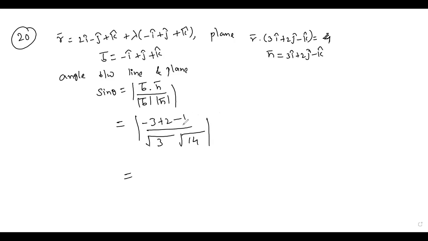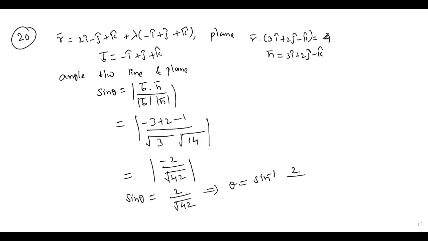Numerator: -3 -1 -4 plus 2, that is -2. Mod of -2 by root 14 times root 3, that is root 42. Sin theta is equal to 2 by root 42. We need to find theta. Theta is sin inverse of 2 by root 42.